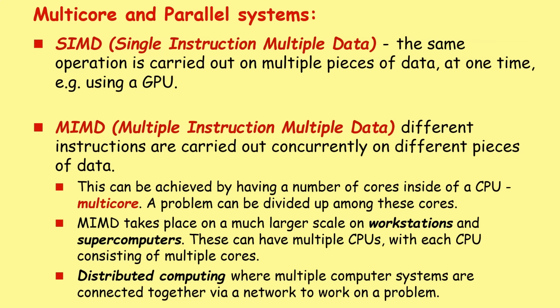This can be achieved by having a number of cores inside a CPU, a multi-core system. A problem can then be divided up and run in parallel amongst these cores. MIMD takes place on a much larger scale on workstations and supercomputers. These can have multiple CPUs, with each CPU consisting of multiple cores. We can also do this with distributed computing, where multiple computer systems are connected together via a network to work on a problem.